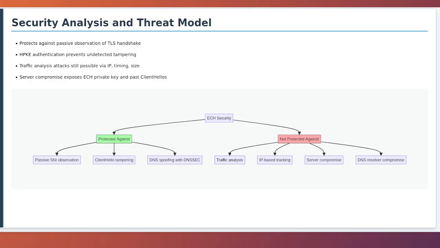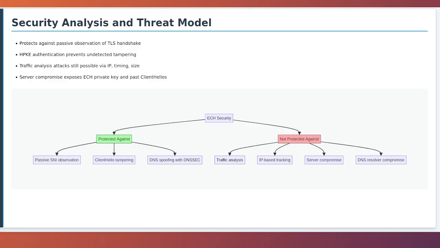Active network attacks are partially mitigated by ECH. An attacker who modifies network traffic might try to strip the encrypted client hello extension, or tamper with the encrypted payload. However, HPKE's authenticated encryption prevents undetected tampering with the encrypted inner client hello. If an attacker removes the ECH extension entirely, the server will only see the outer client hello, which should contain a generic SNI rather than the real target.